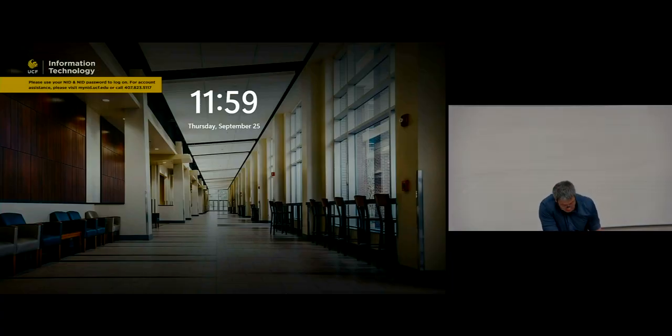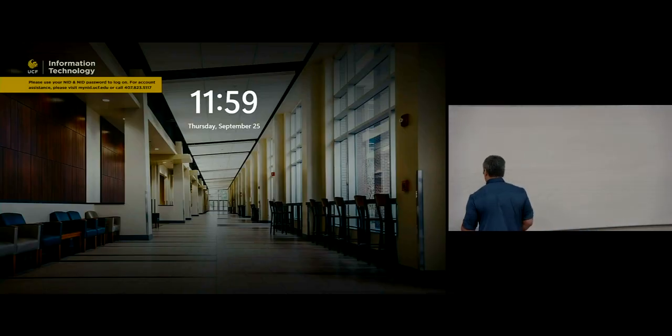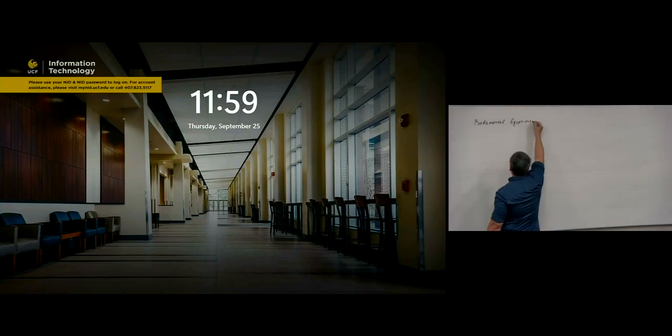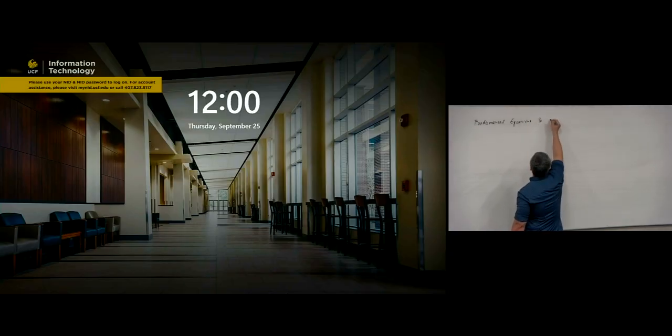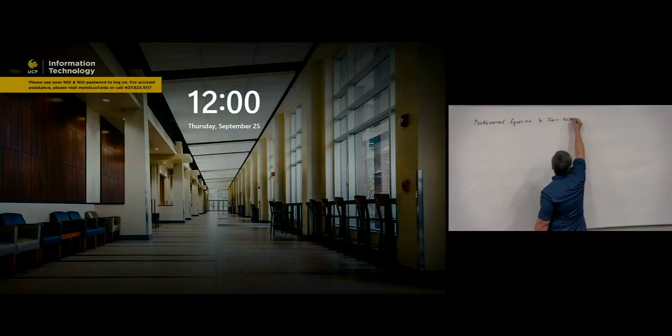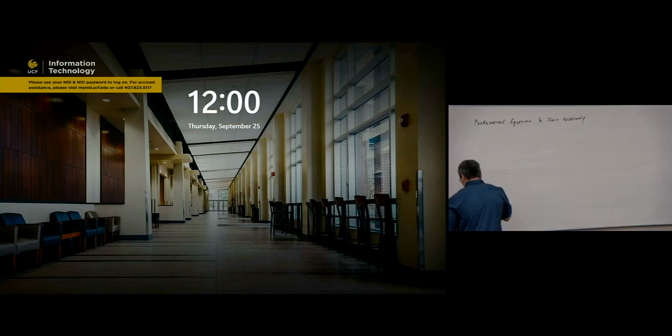Time, let's continue the discussion we had last time. Still the fundamental equations and their relationship. Okay, so we can continue. So the main task today, we're going to do some practice to learn how this stuff works.